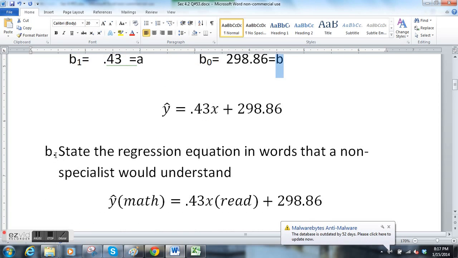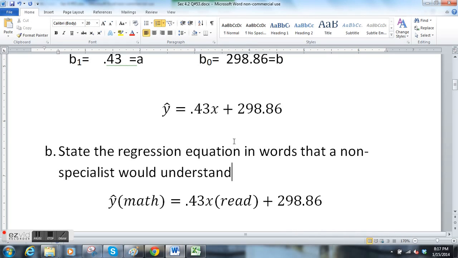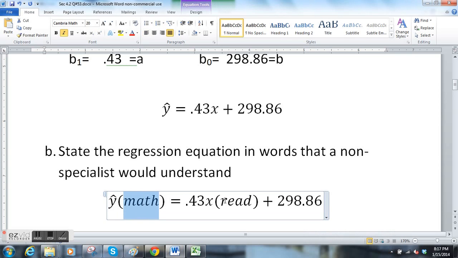The next question, part B, says state the regression equation in words that a non-specialist would understand. You know, someone who hasn't taken stats. So here's the regression equation. Y hat equals 0.43x plus 298. So in this case, Y is the math score and X is the reading score.